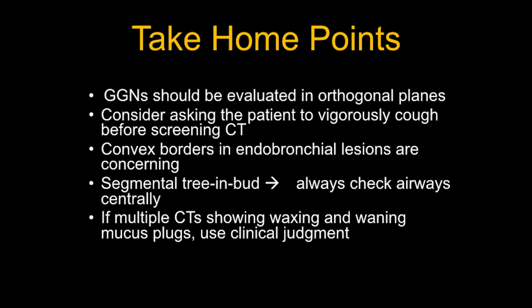Check your ground-glass nodules in orthogonal planes. It's going to save you some extra scans. Consider asking the patients to cough before scanning. And in the bronchial lesions, be aware of the convex borders and the segmental tree buds, to go back and look at the airways, especially if you're going through the scans very fast. I mean, these are usually technically healthy people. They don't have symptoms. They shouldn't be messes, chest CTs to read. And don't scan every 3 months people with mucus plugs.